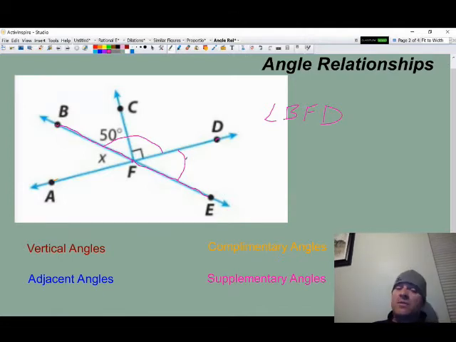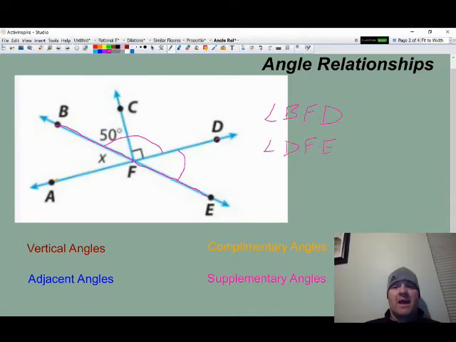So that's not the only 180 line. That's also not the only supplementary angles. I would name this angle DFE. Important for you guys to understand how we name angles. Okay, so you start with D, F, E, that's this angle right there.